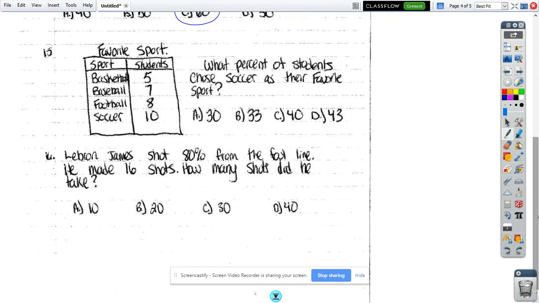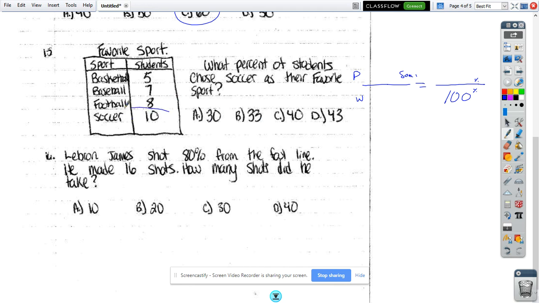number 15. What percent of students chose soccer as their favorite sport? So it's a percent problem, so already I'm going to set up my percent problem. This is 100%, and I don't need this percent because I'm just putting it there to remember. What percent of students chose soccer? So I'm looking for soccer, and I have my part and my whole. Well, my part's obviously going to be soccer, and my whole is going to be the total.